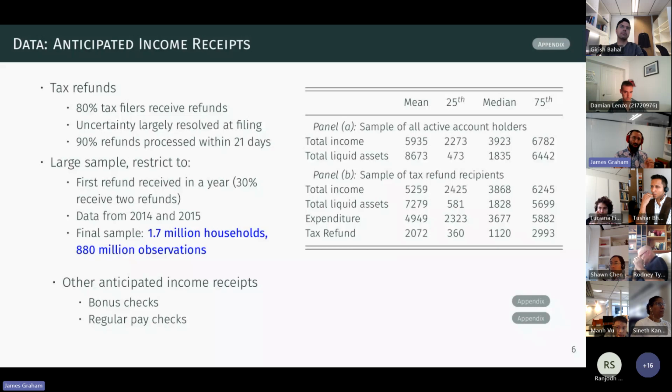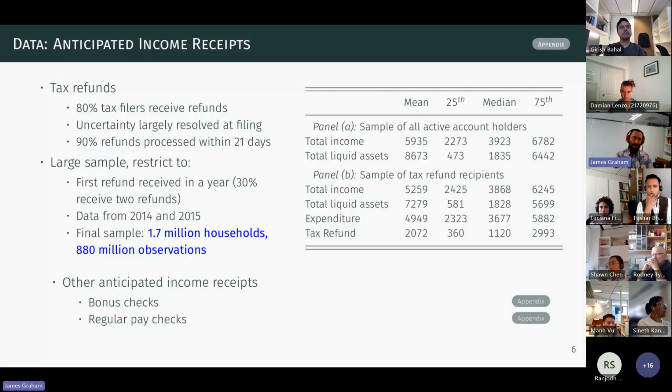So around 90% of refunds are processed within 21 days, meaning it's a fairly short window from filing a tax return to actually receiving the tax return. And most people are going to get it in that time. So it's not as if it's like a lottery, where you buy a ticket and then one day you find out the money shows up. You know it's coming, and you know it's coming fairly soon. You just don't know exactly when.